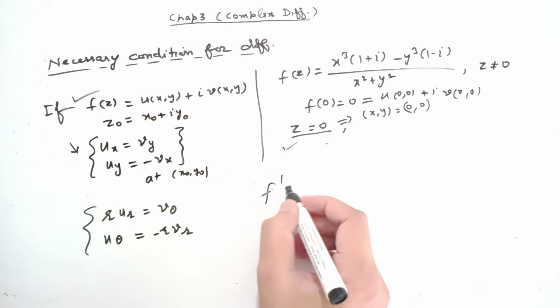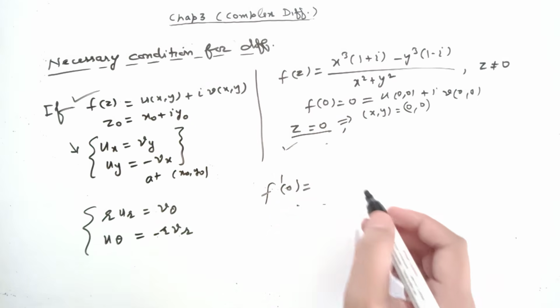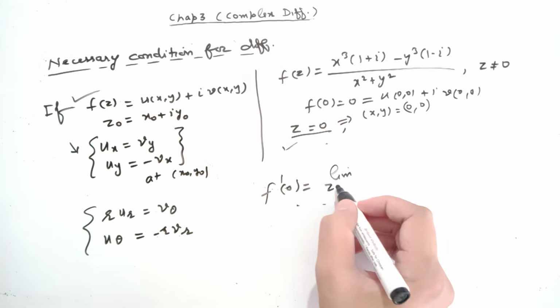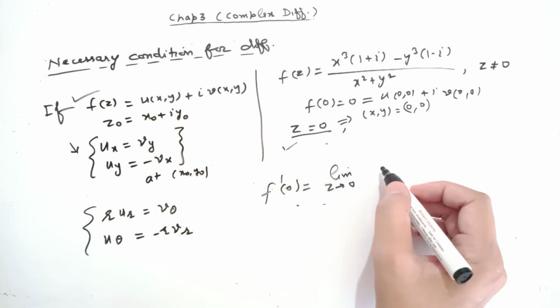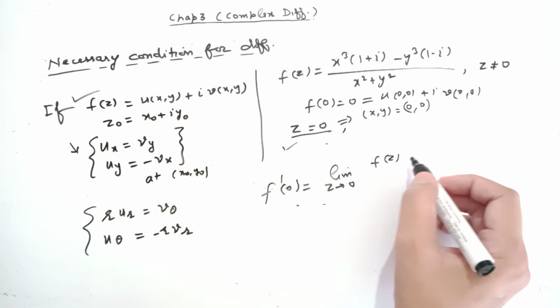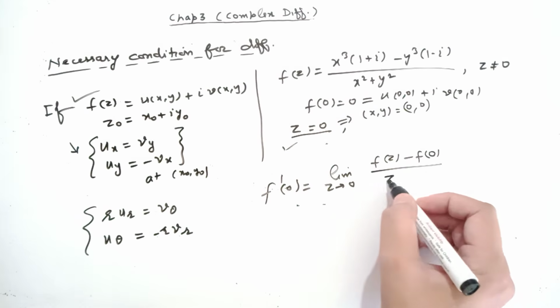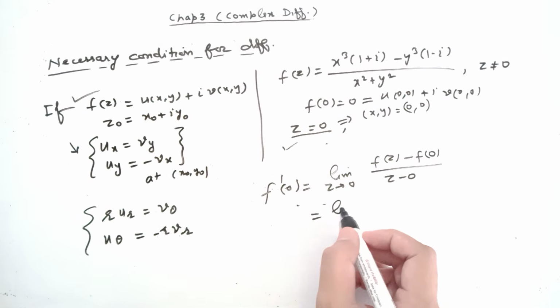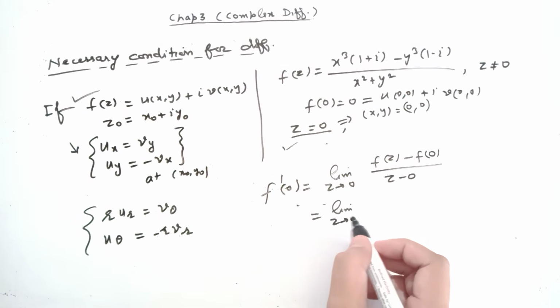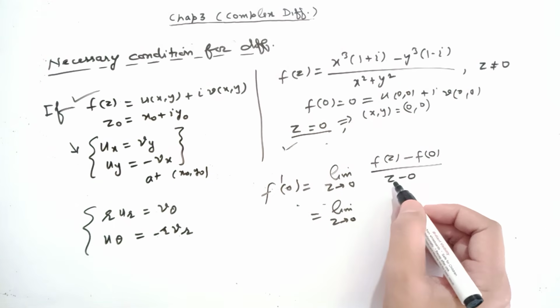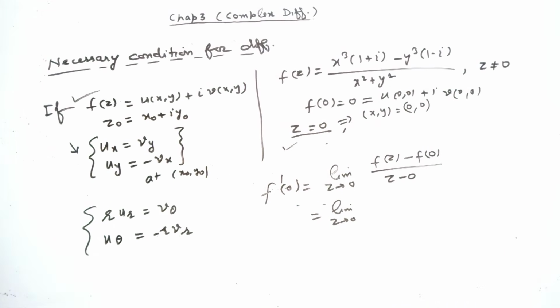Not differentiable at 0 means find f prime 0 and show that it does not exist. By definition, what is f prime 0? Limit z going to 0, f(z) minus f(0) divided by z minus 0. f(z) is this, f(0) is 0, divided by z. Write everything in terms of x and y.